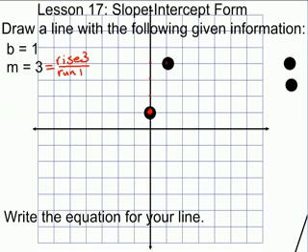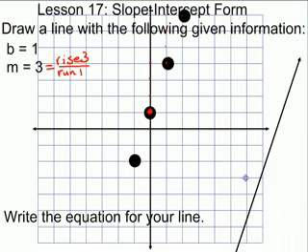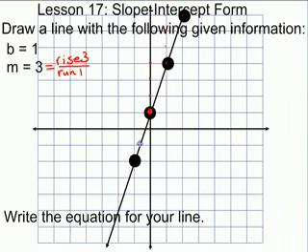And then I do it again. Rise 3, 1, 2, 3, run 1. And that's where my next dot goes. You need to have a minimum of 3 dots, though more is better. And then you need to draw a nice long line that goes from one edge of the graph paper to the other with arrows at the end of it.